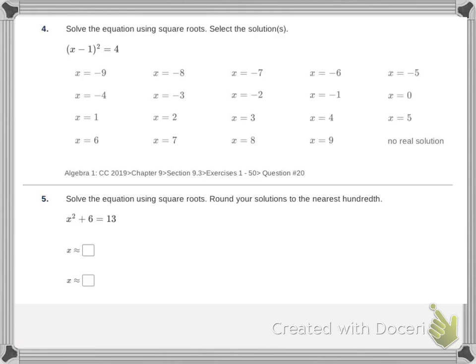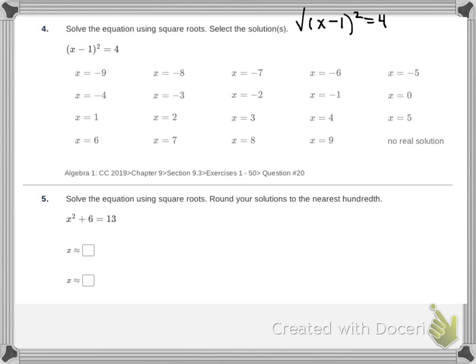All right, number 4 is a little different than what we've seen because it has parentheses. Since those parentheses are there, the squared applies to everything, okay? So all we have to do is, there's nothing else besides that. Whatever is squared is by itself. So we can actually just take the square root right now. So let me write over here. So it's x minus 1 squared is equal to 4.